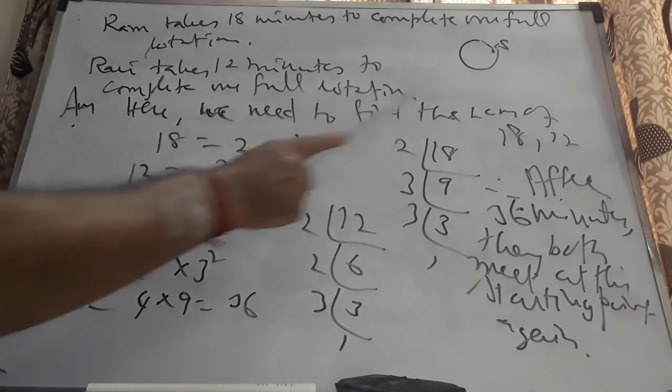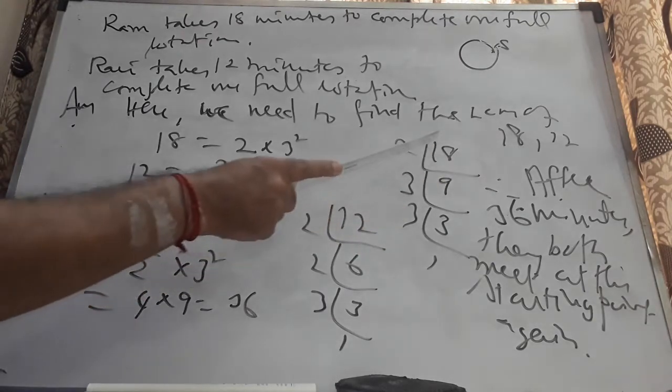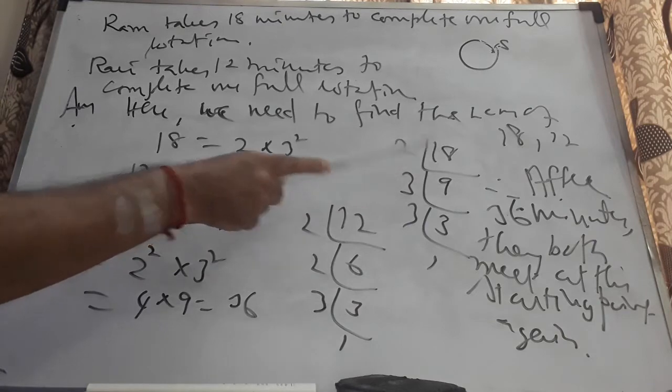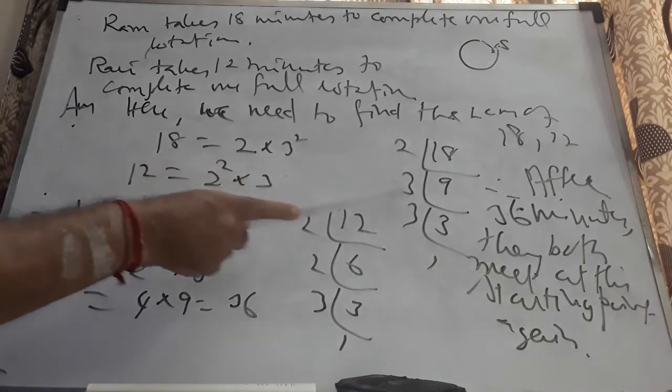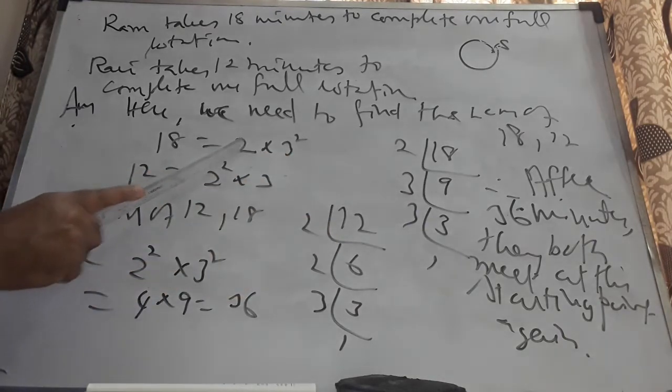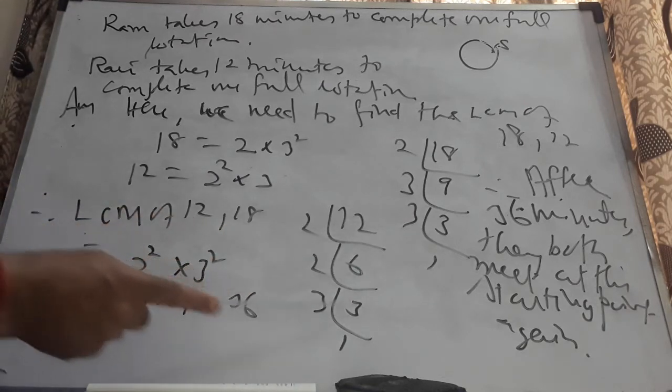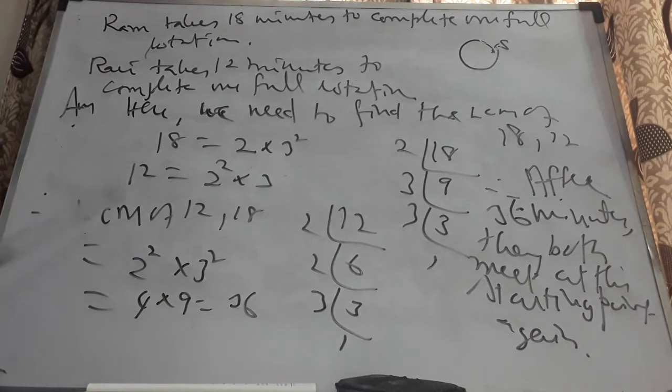Now here we need to find the LCM between 18 and 12. Divide 18 by 2, I'll get 9. Divide 9 by 3, I'll get 3. Therefore, it is 2 into 3 square. Now, divide 12 by 2, it is 6. Divide 6 by 2, it is 3. It is 2 square into 3.